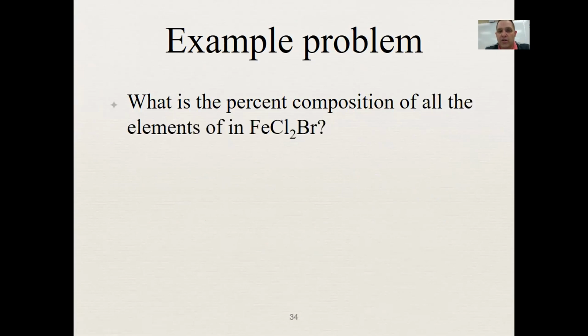And the last question, a little bit more difficult. Again, we need to see the work. I want the percent composition for all elements in here. So let me get you a start with this one. This would be your question number 2. We have Fe, and there is 1 of them. We have Cl, and there are 2 of them. And we have Br, there is 1 of them.